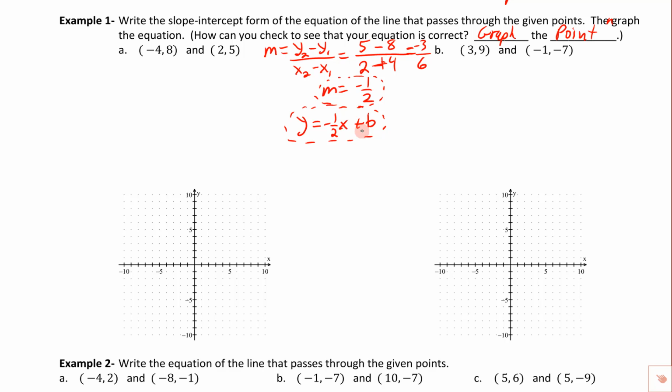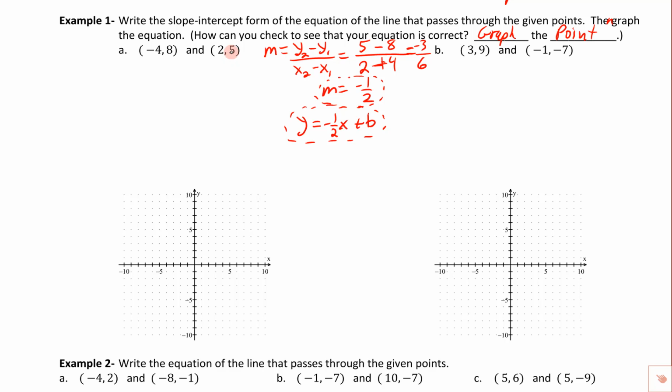Now what we did on the previous section is we always plugged in an x and a y. Now on this one, it kind of begs this question. Take a look here. Which one do we plug in? Well, it really doesn't matter which one we plug in. You could plug in -4, 8, this for the x and this for the y, or we could plug in 2, 5, this for the x and this for the y. We're going to get the same answer either way.